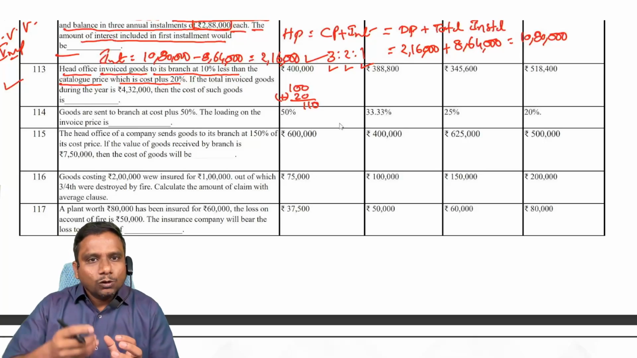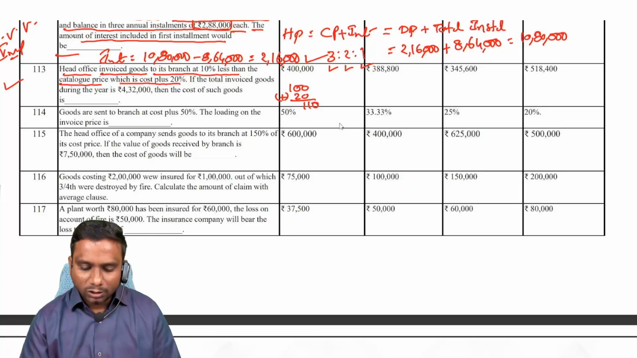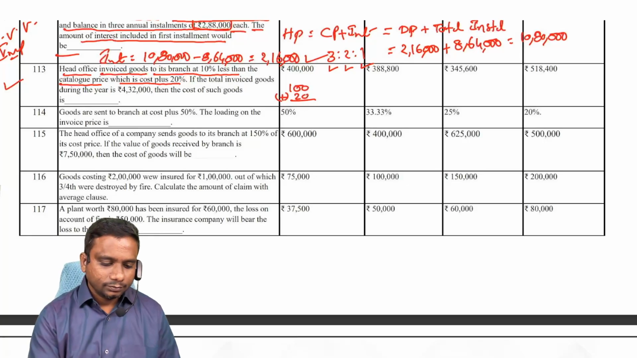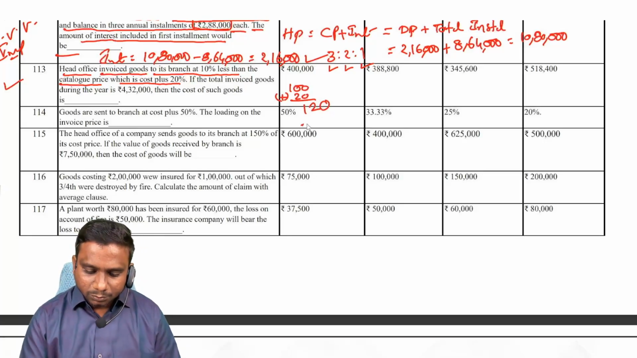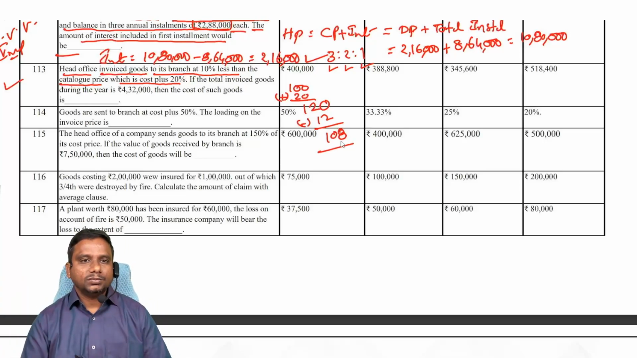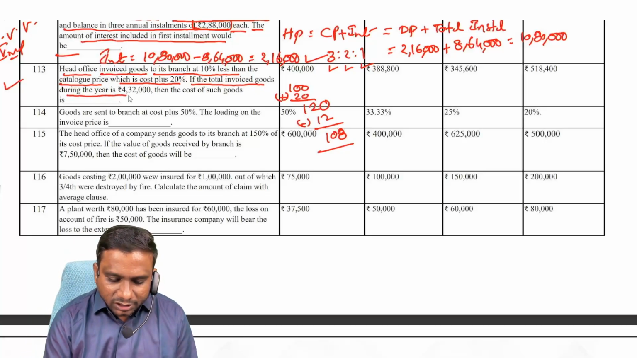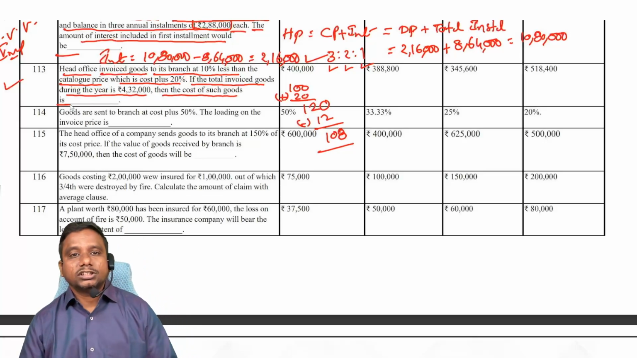Now, head office is invoicing goods at 10% less than the catalog price. Catalog price is 120. 10% less means 12 rupees. So what is the value at which head office is sending goods to branch? 108 rupees. Fine. If the total invoiced goods during the year is 4,32,000, then cost of such goods is very simple.